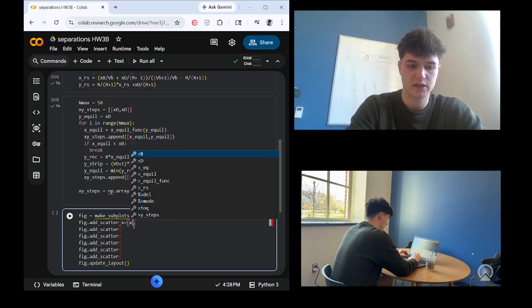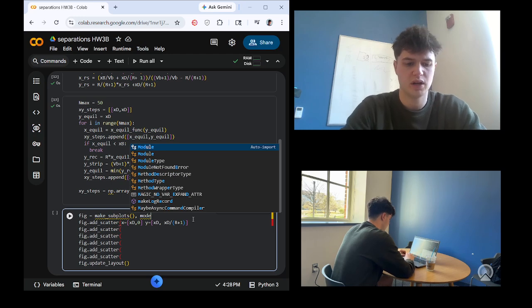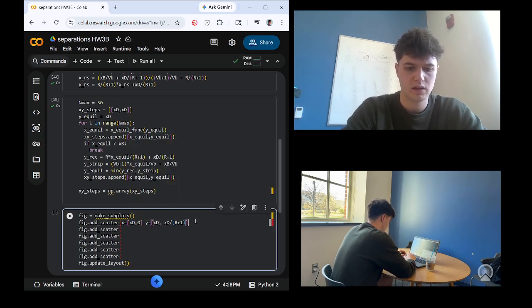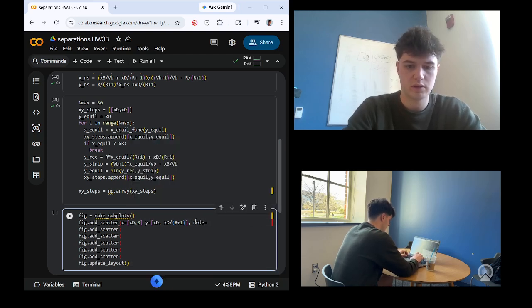So we want X, D, and 0. And then we want Y to be equal to XD divided by, like I said, the reflux is going to be incorporated here. And then we want mode. Oh, why did you do that? You want the mode to be equal to lines.